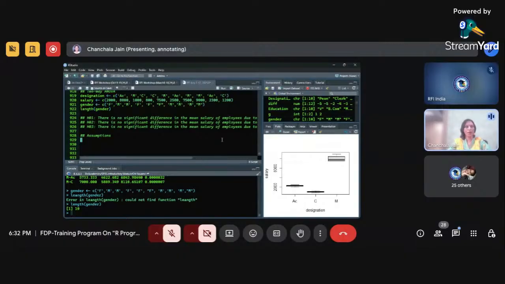So shall I go ahead with the assumptions? Yes, ma'am. Assumptions are similar to those we talked about in case of one-way ANOVA, that is normality, outlier, and the third one is homogeneity of variances.